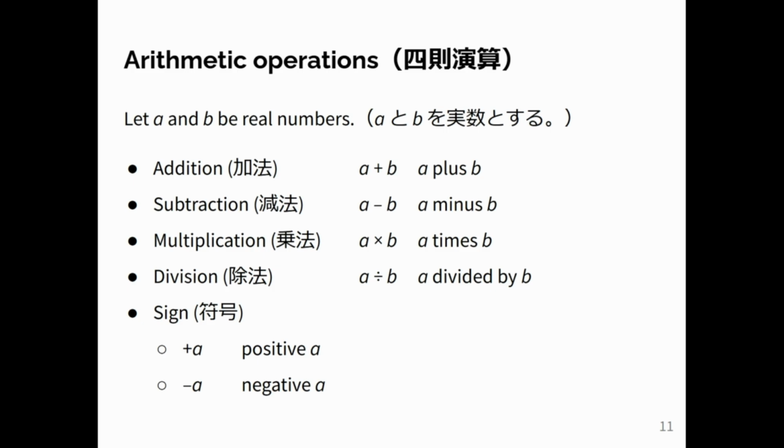And also, when we use positive and negative numbers, there's something called sign, 符号. And usually in Japan, the 符号 is called plus and minus, but that's not true in English. In English, they call positive and negative. And plus A in Japanese is called positive A in English. And in Japanese, minus A is called negative A in English. So minus is not a sign, but the operator for subtraction.